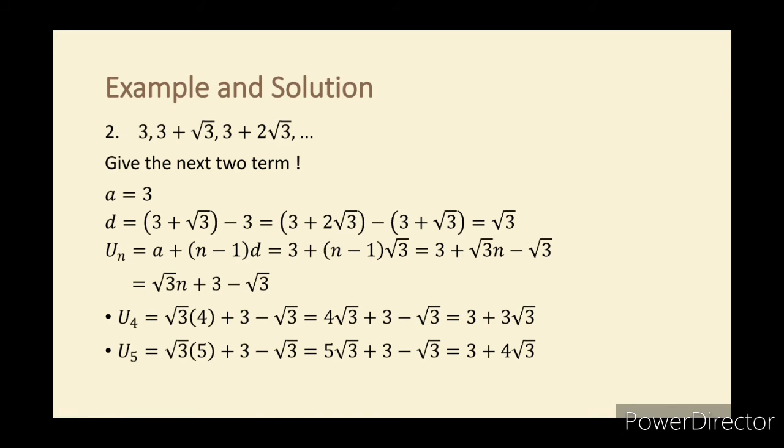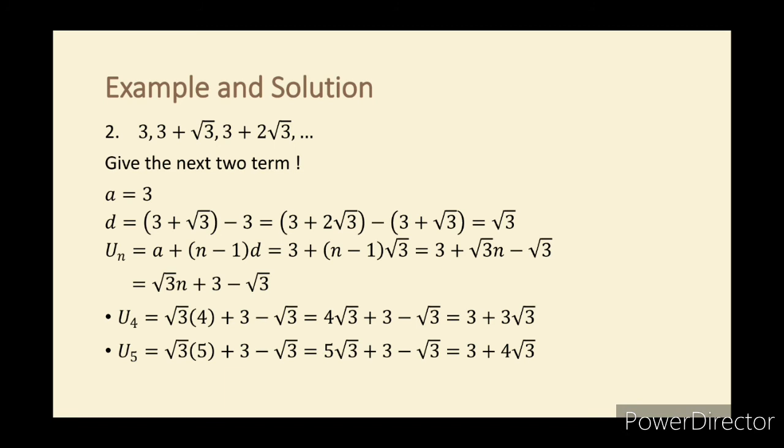Answer: Un equals a plus (n minus 1) times d equals 3 plus (n minus 1) times square root of 3 equals 3 plus square root of 3 n minus square root of 3 equals square root of 3 n plus 3 minus square root of 3.